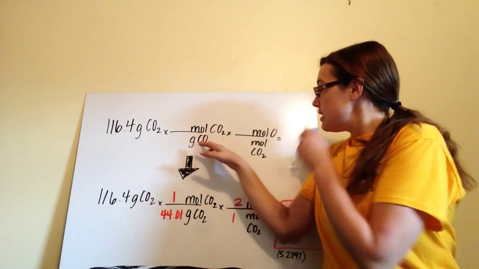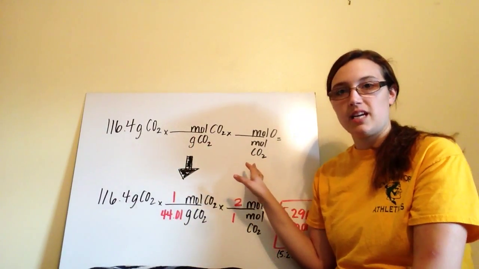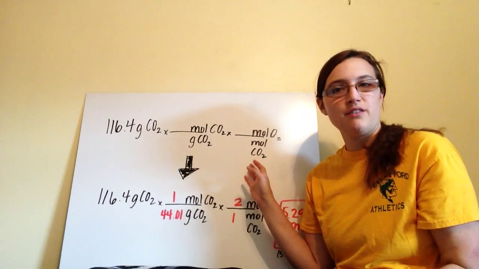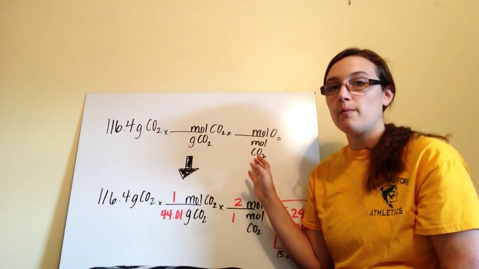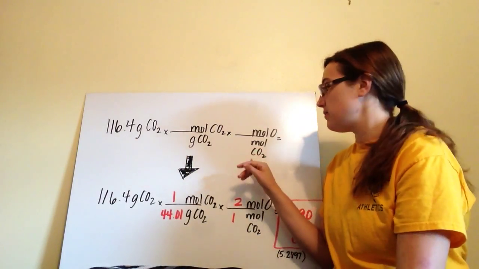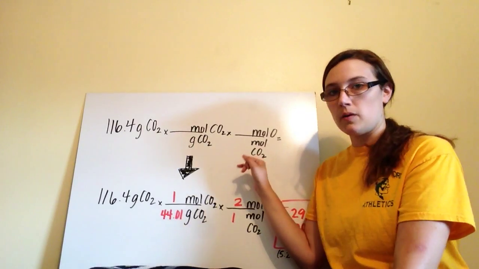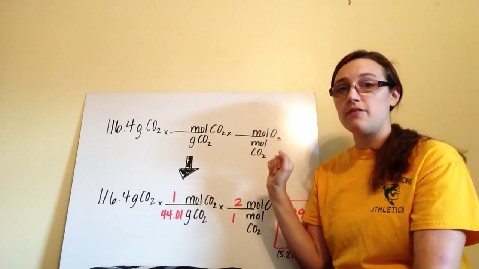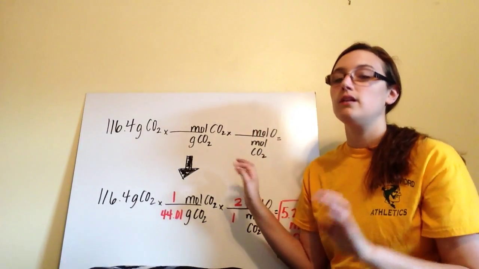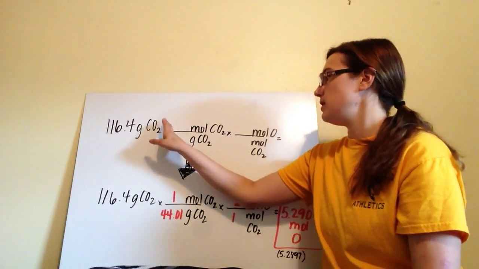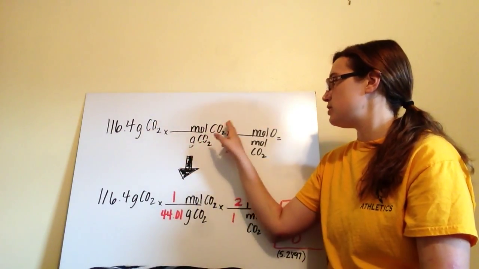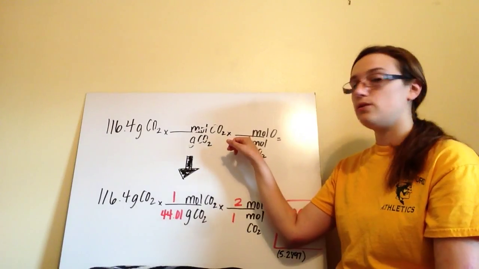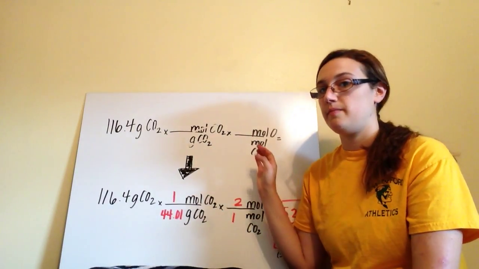Then once I have moles of CO2 on the top, I'm going to have to cancel that out, right? I'm not trying to find moles of CO2. Remember, I'm trying to find moles of oxygen. So my moles of CO2 are going to go on the bottom, and I'm going to put moles of just oxygen, just O, on the top. So we double check, grams of CO2, moles of CO2, I'm left with moles of oxygen.